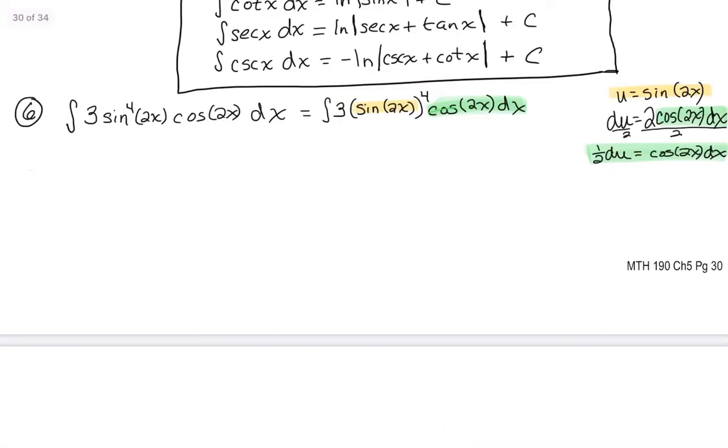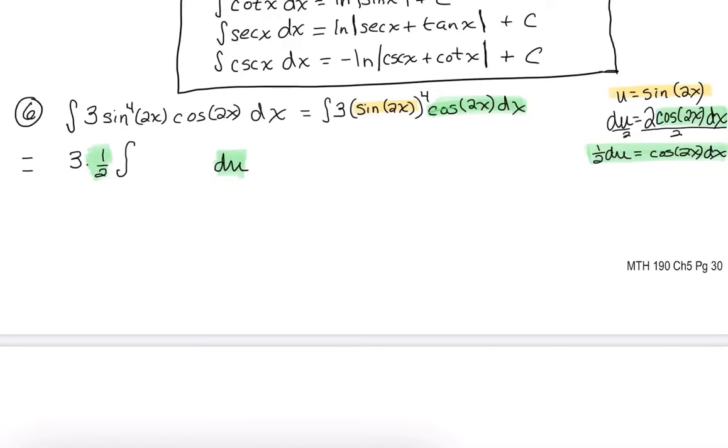I like to just bring these constant multiples out in front. So the 3 just gets carried along. I like to put it out in front. And now when I do my replacement, I'm going to replace the cosine of 2x dx with the 1/2 and the du. Again, it's all multiplication of factors, so I like to put the constant multiple factor out in front. So there's the replacement for the cosine of 2x dx. It is our 1/2 du.